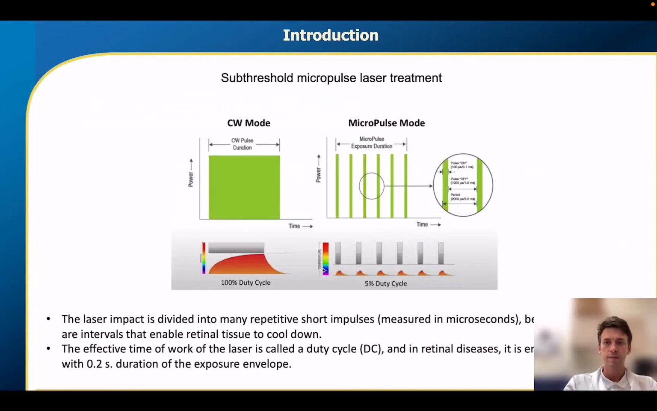On this slide you can see the difference in the effect on the eye tissues between the micropulse and continuous wave modes. In the micropulse mode, the laser impact is divided into many repetitive short impulses measured in microseconds, between which there are intervals that enable retinal tissue to cool down. The effective working time of the laser is called a duty cycle, and in retinal diseases is empirically set at 5% with a 0.2 second duration of the exposure envelope.